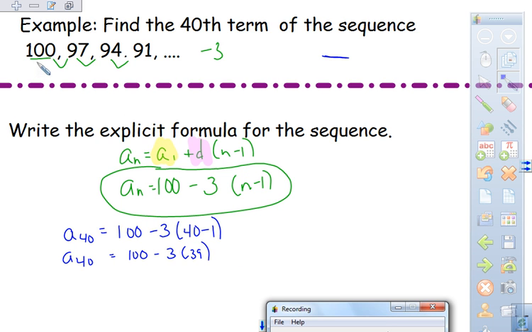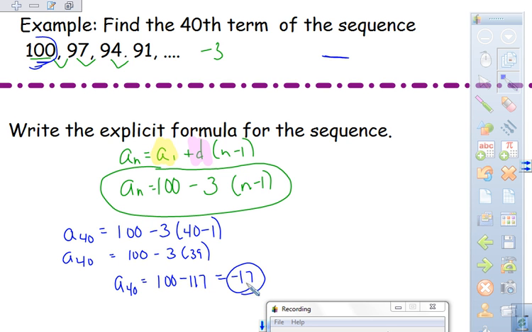Because if you look at this, this is our first term, so to get to the 40th term, we have to subtract 39 times and not 40 times. Because the first number is already given to us. So if we subtract 3 39 times, our 40th term is going to be 100 minus 117, which is negative 17.